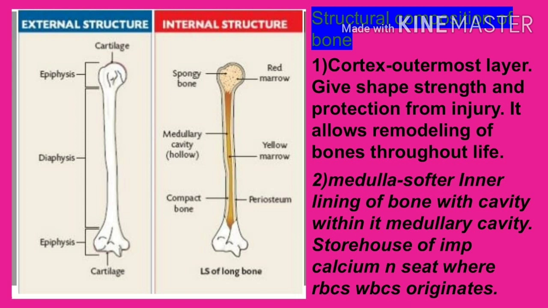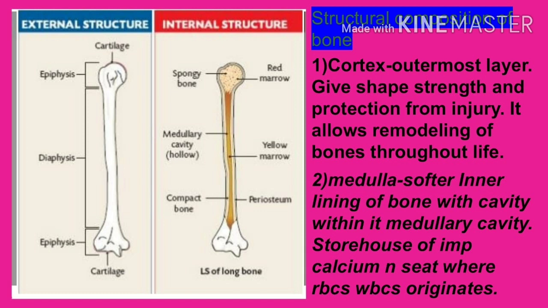The matrix consists of two types of material, organic and inorganic. The organic matrix is collagen and the inorganic matrix is calcium and phosphorus salt. So it has cortex and medulla. Cortex is the outermost layer and it gives shape, strength and protection from injury. It allows remodeling of bones throughout life.